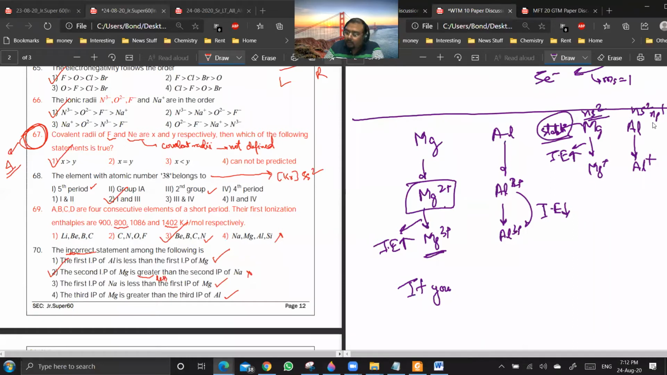Sir, why is the fourth option wrong? The fourth option is correct. It is asking for the incorrect statement, not the correct one. Fourth is correct. Second is the wrong statement. Sir, first is also wrong. Sir, in the exam they asked for the correct statement, sir. No, they asked for incorrect. Incorrect only, sir.